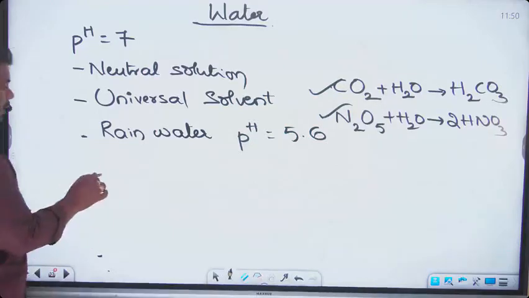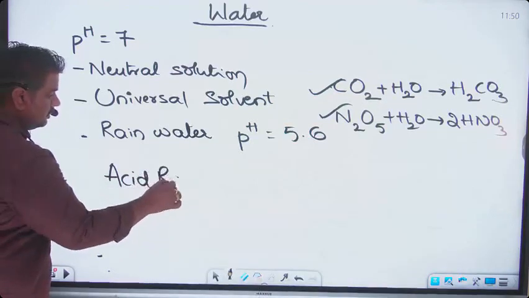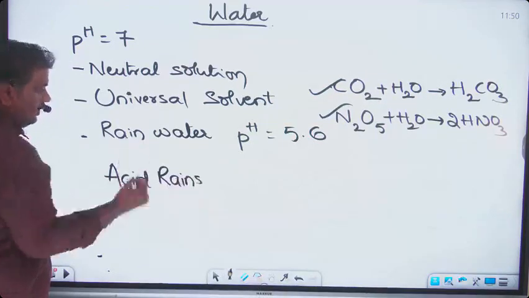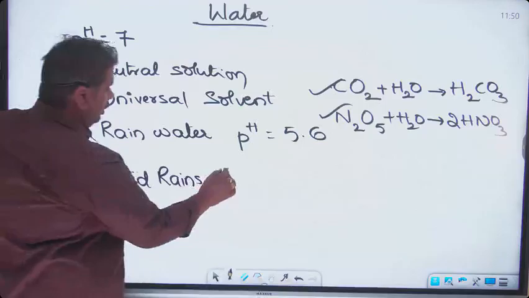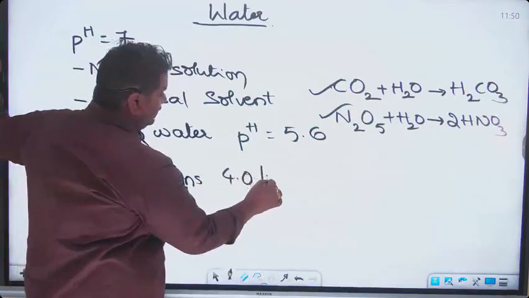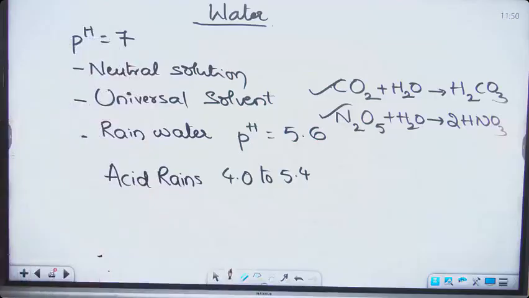Then you talk about the case of acid rain. Acid rains has a pH value of 4.0 to 5.4.